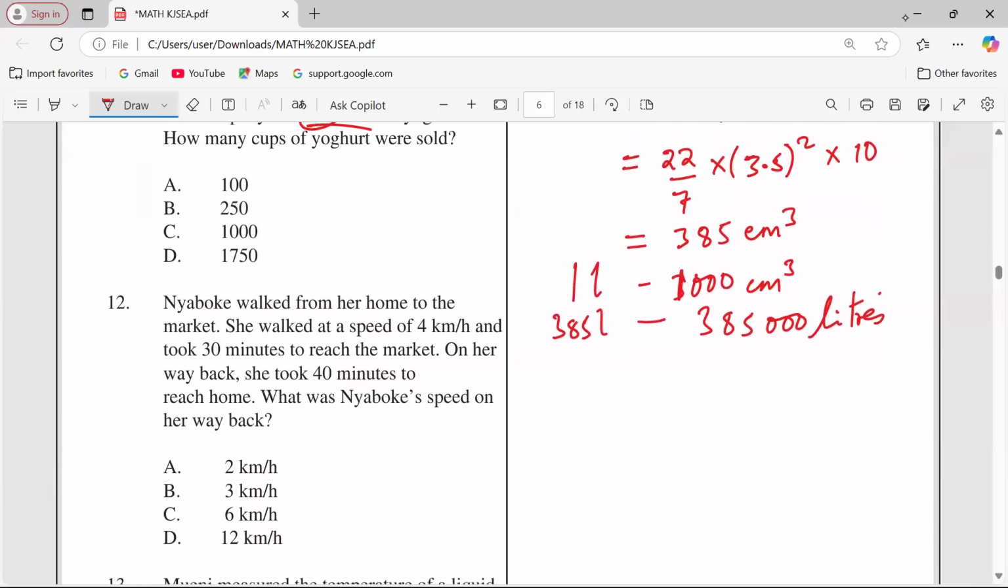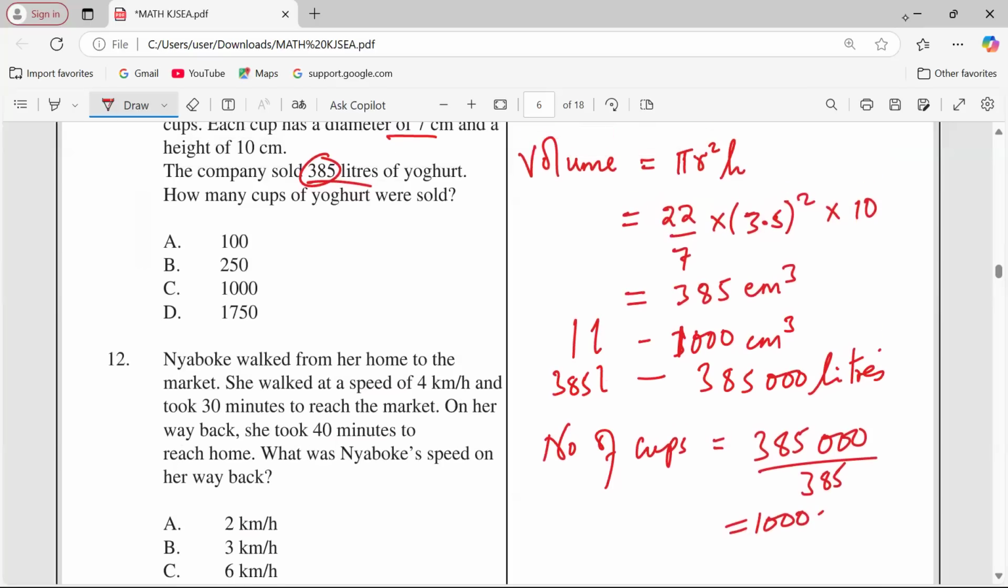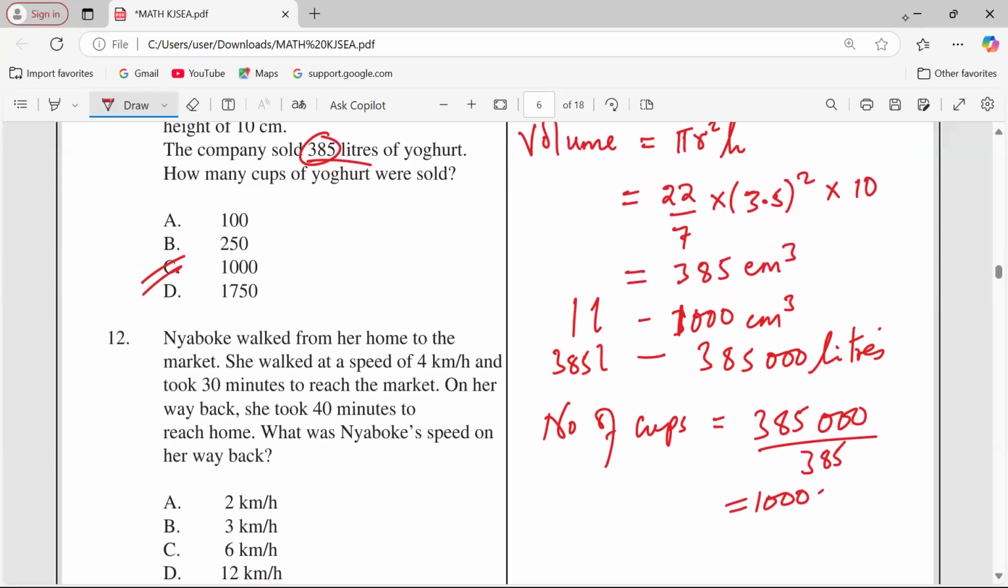And 1 cup measures 385. Therefore, the number of cups will be 385,000 out of 385, and this will give us 1,000 cups. So that is it.